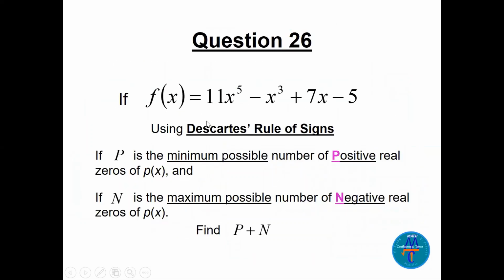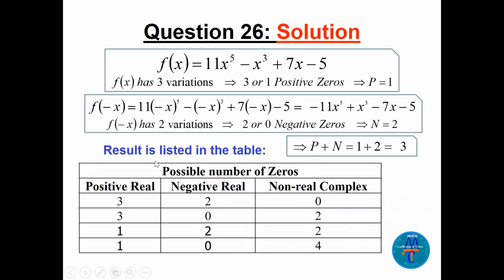If we have this function 11x power 5 minus x cubed plus 7x minus 5, using Descartes' rule of signs, P is the minimum possible number of positive, capital N is the maximum possible number of negative real zeros. Find P plus N. So you have to check here the variations. See the variations here, we have positive, negative, negative, positive, positive, negative.